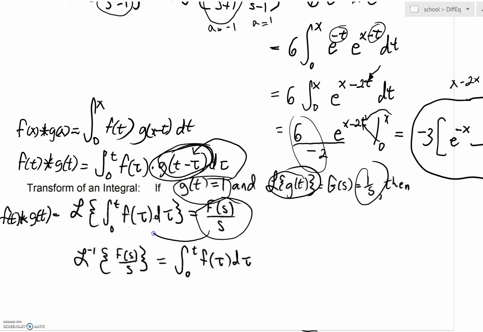Similarly, we can go backwards. We could take an inverse Laplace transform and arrive back at this integral from 0 to t of f of tau d tau. And that can be special. You're going to see why. As we get to our next video, we're going to see that integrals that have this appearance, like we've just been writing down, can in fact show up inside of differential equations.